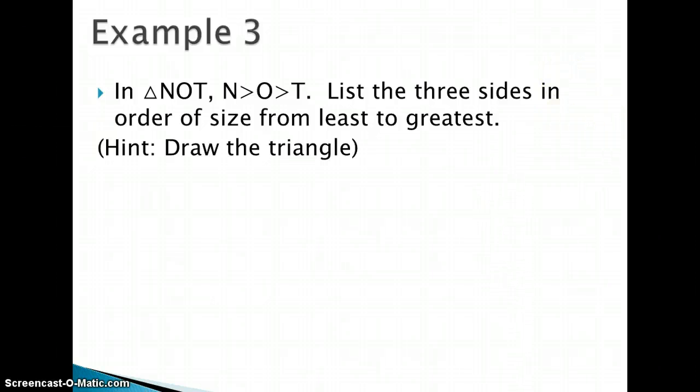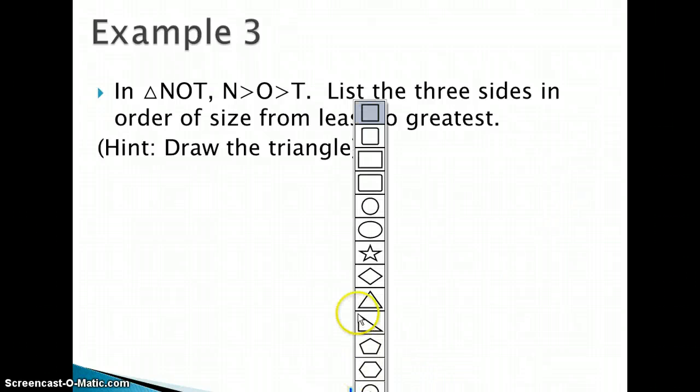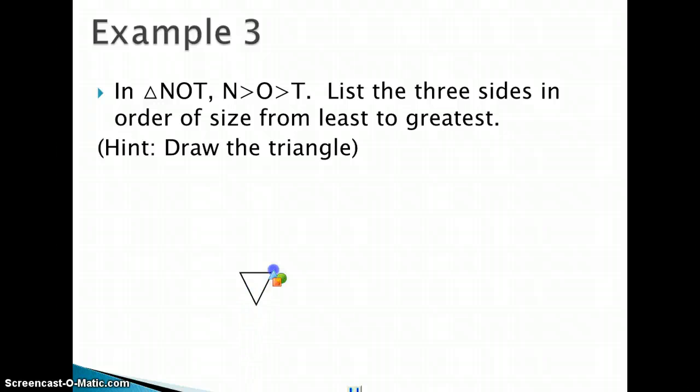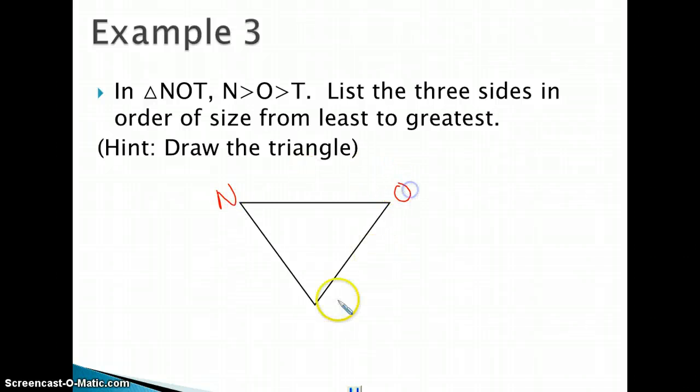And the hint that we have is that we should probably draw a triangle. So let's go ahead and draw a triangle in. And I'm going to label it with the information I have, angle N, angle O, and angle T. And it says that based on this information here, N is the biggest angle. So I'm going to call this the really big angle. O is the middle angle. And then T is the small angle.